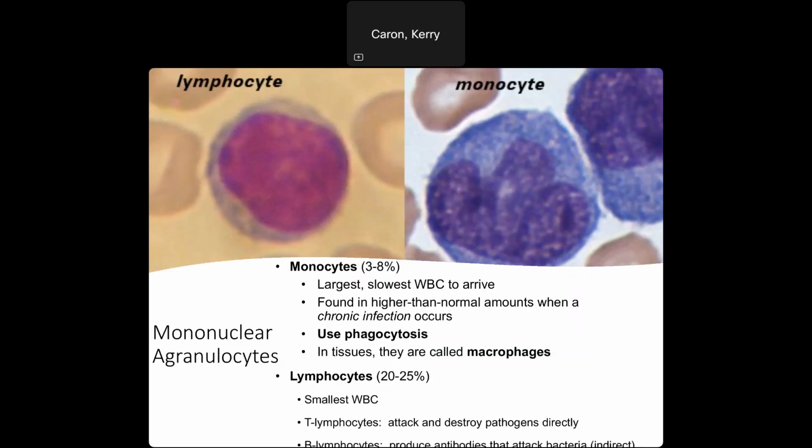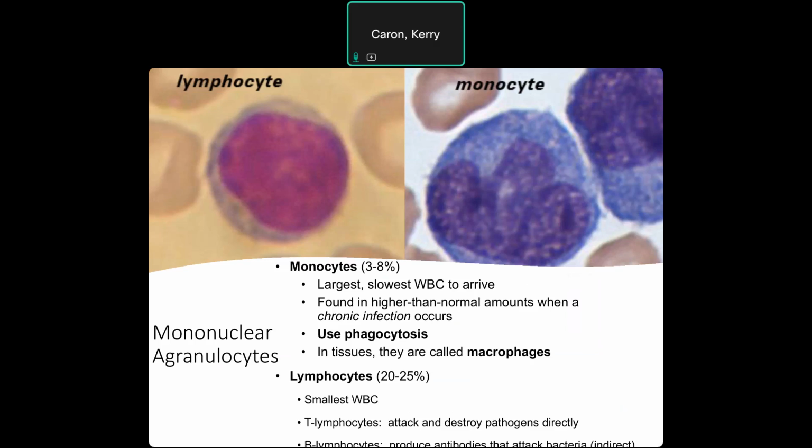Okay, our mononuclear agranulocytes, so no granules, one nucleus. Monocytes make up 3 to 8% of white blood cells. These are the largest, slowest ones to arrive. If there's a chronic infection, this would be a higher than normal value. It also uses that Pac-Man action, phagocytosis. And if these move into tissues, we call them macrophages.